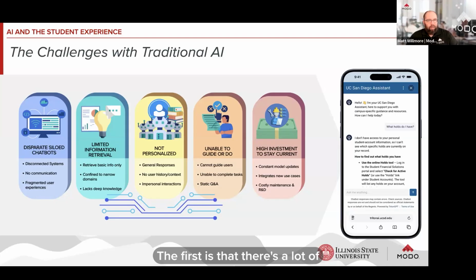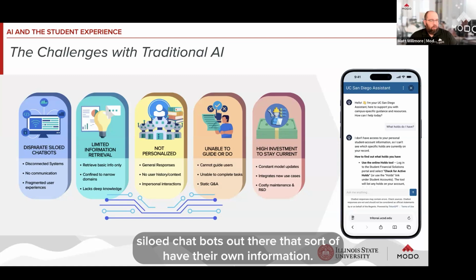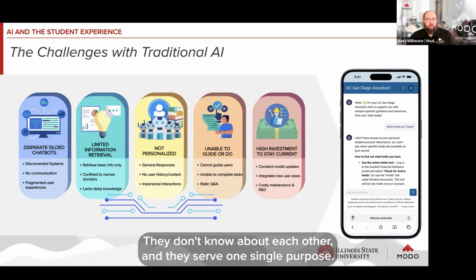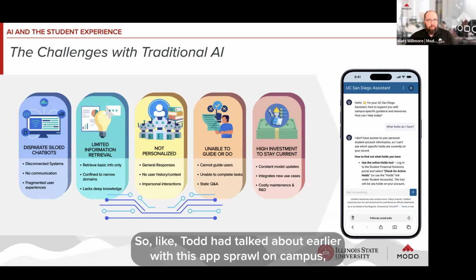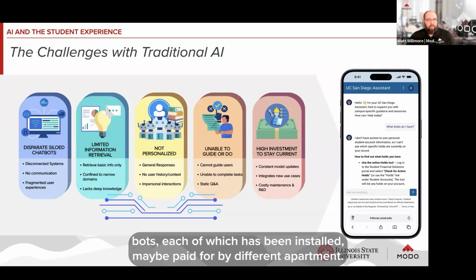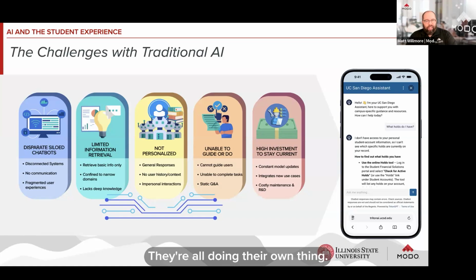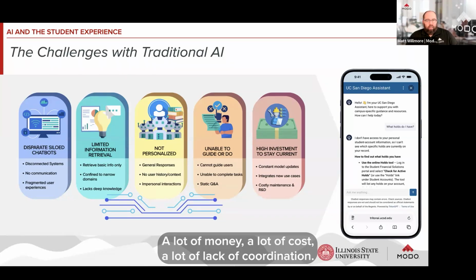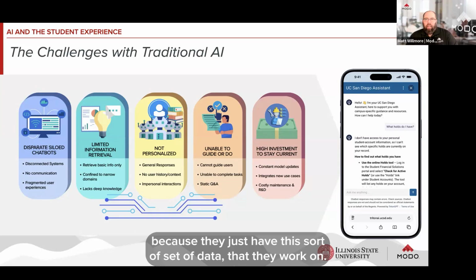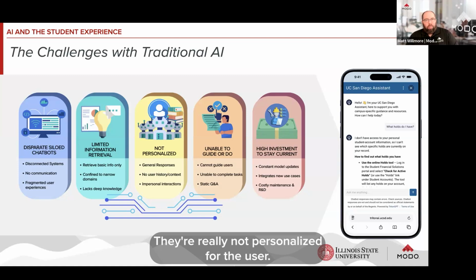The first is that there's a lot of siloed chatbots out there that have their own information. They're not connected, they don't know about each other, and they serve one single purpose. Like Todd talked about earlier with app sprawl on campus, we've seen the same thing with chatbot sprawl, where you have a ton of different chatbots, each installed, maybe paid for by a different department. They're all doing their own thing. A lot of money, a lot of cost, lack of coordination. They are very limited in the information they can retrieve because they just have a set of data that they work on. They're really not personalized for the user.